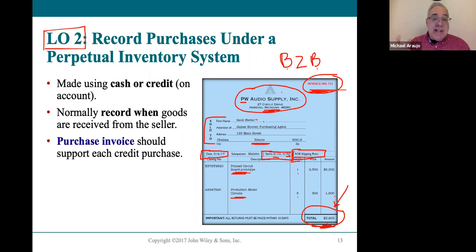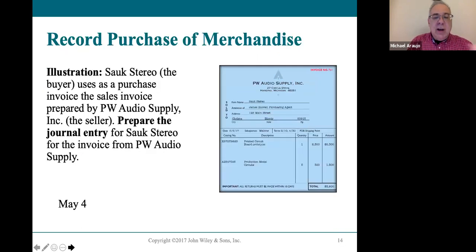Okay, so as you see, it's one invoice, but wow, what a story. What a story, right? And so we're going to start looking at this invoice from Sock Stereo's perspective. So let's put on the hat of Sock Stereo's bookkeeper. Sock Stereo just bought this. You're the bookkeeper for Sock Stereo. You're looking at this invoice. What do you do? Well, you have to put it into a journal entry.